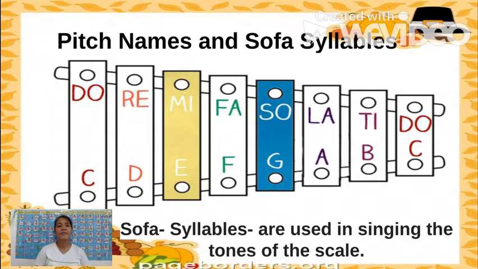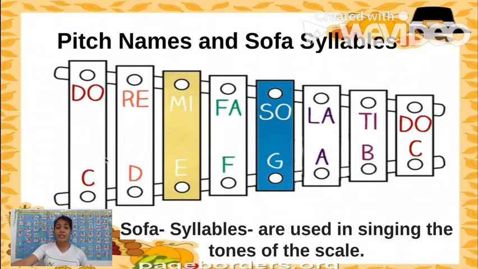Here we have, how many sofa syllables do we have? We have 8: do, re, mi, fa, sol, la, ti, do. So the sofa syllables class has pitch names.